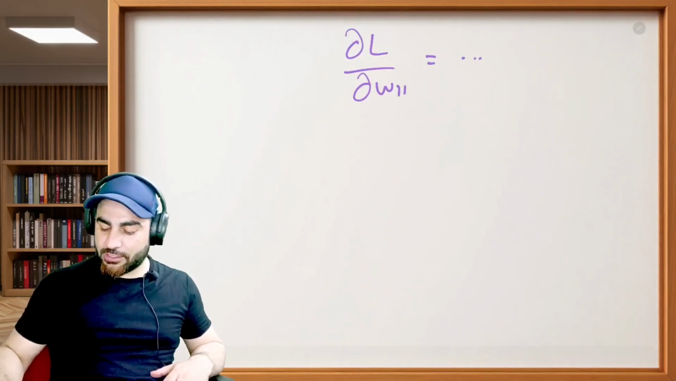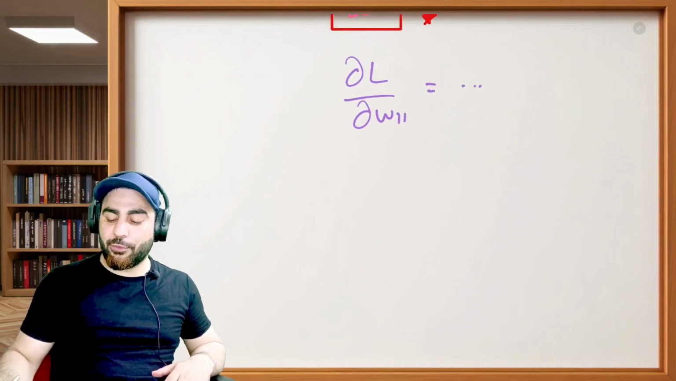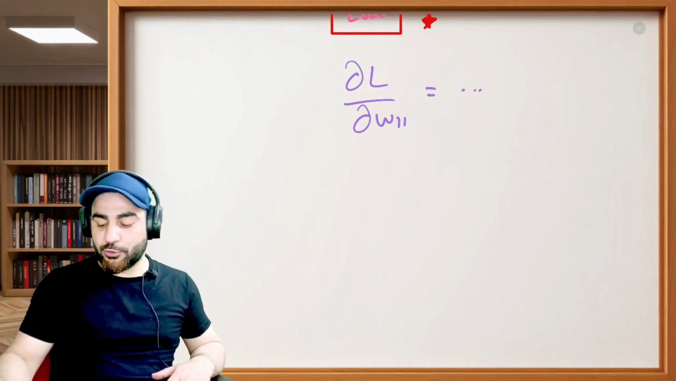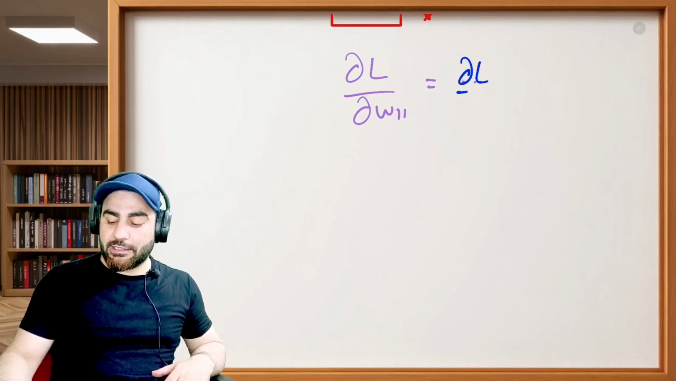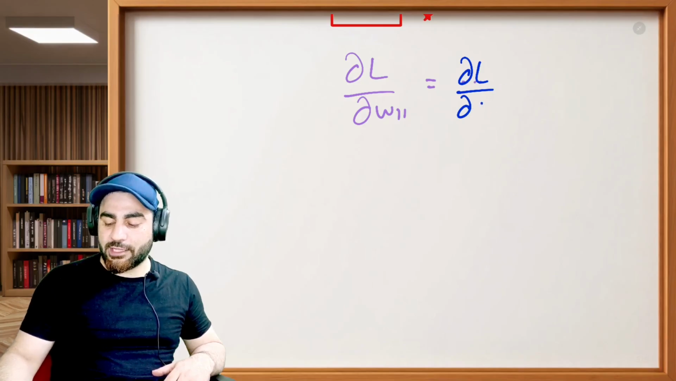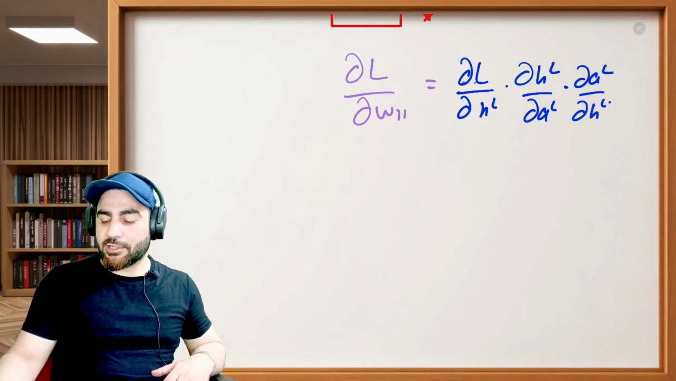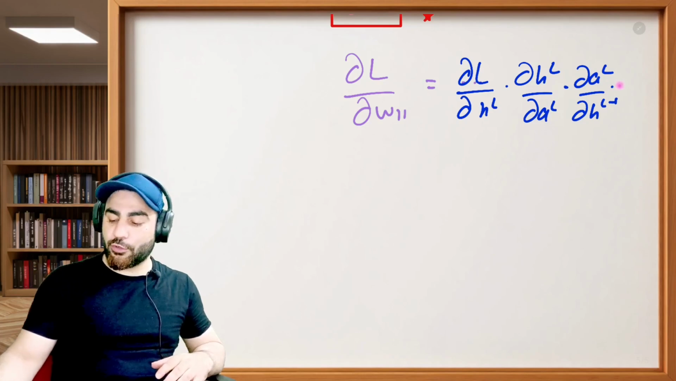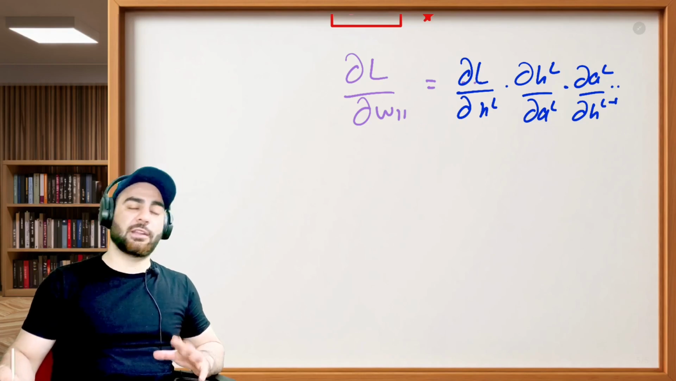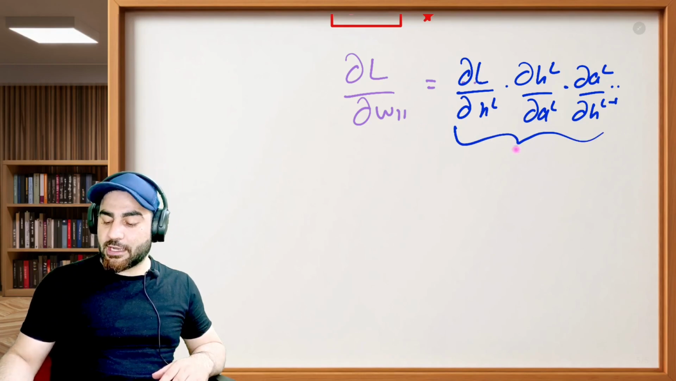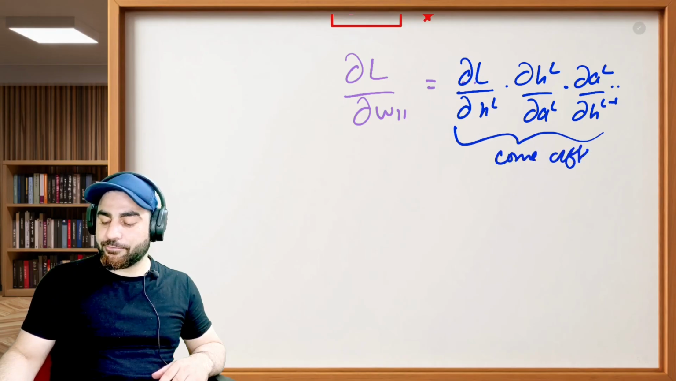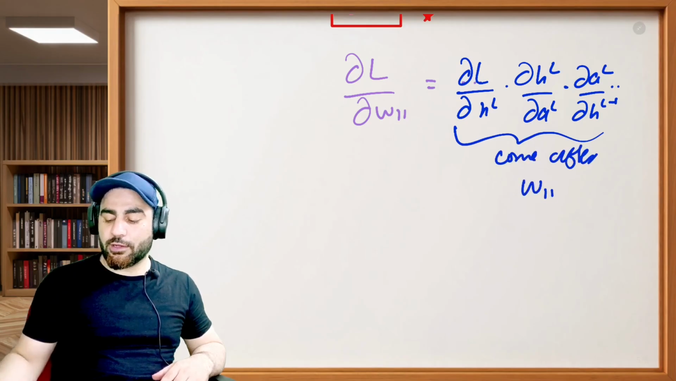In order to compute this dL by dW11, you should compute everything that comes in the forward of this. So you should compute dL divided by, let's suppose, aL, or for that sake hL first, then this dou hL by dou aL, then this dou aL by dou hL minus 1, something of this sort. You should keep on doing that till you reach this W11. All these things come after W11.